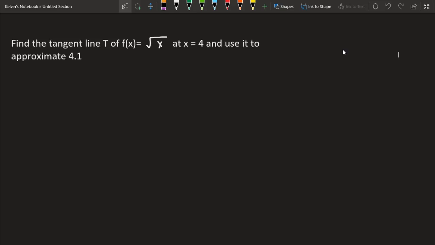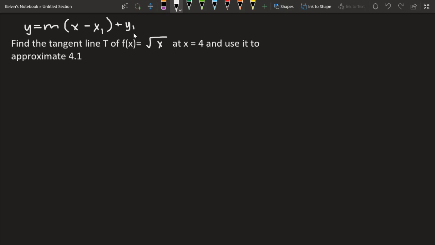In this video, we're asked to find the tangent line of f of x is equal to root x at x equals 4 and use it to approximate root 4.1. So, in order to do this, we can first find the tangent line. If you didn't know already, the tangent line can be written as y is equal to m times x minus x1 plus y1, like so. We are actually already provided x1, as x1 is equal to 4.